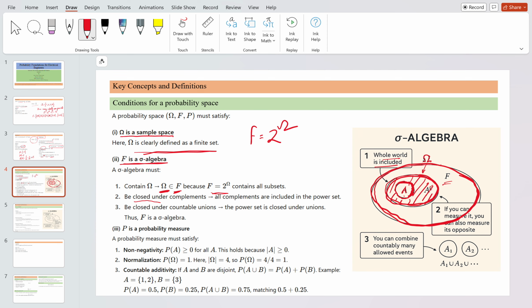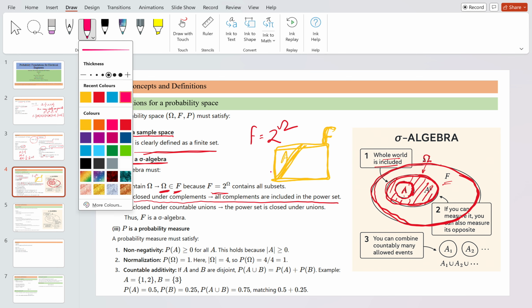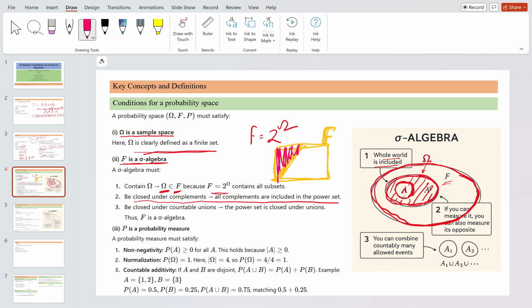The second point is that it must be closed under complements, so all complements are included in the power set. What does that mean? Suppose this is the overall set F, a probability function, and I am defining A here. What do you mean by the A complement? A plus A complement will be equal to F if only the subset A is there inside of F.